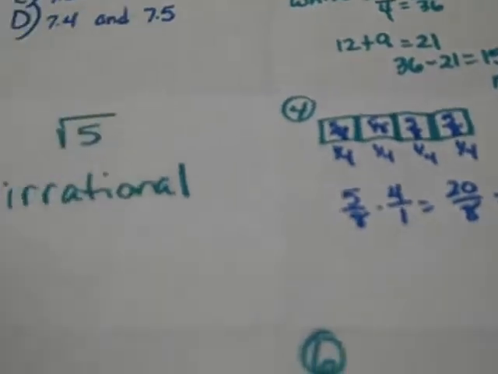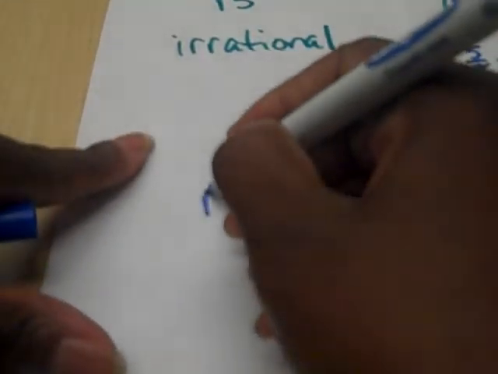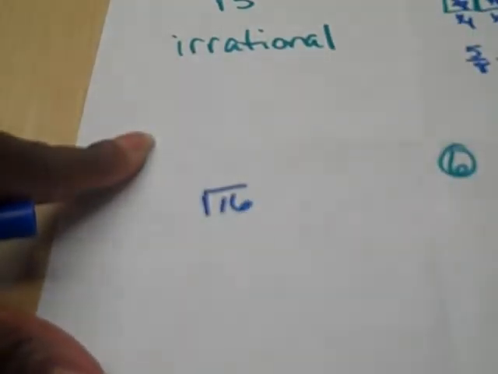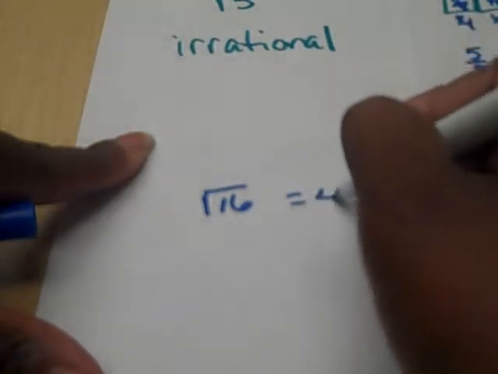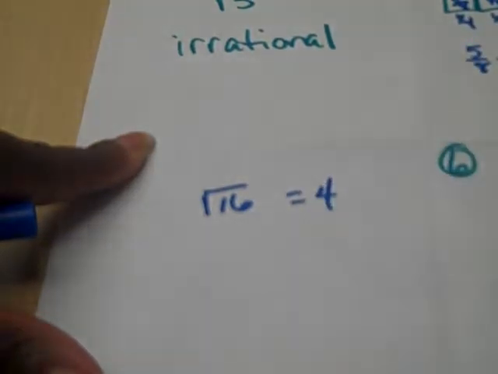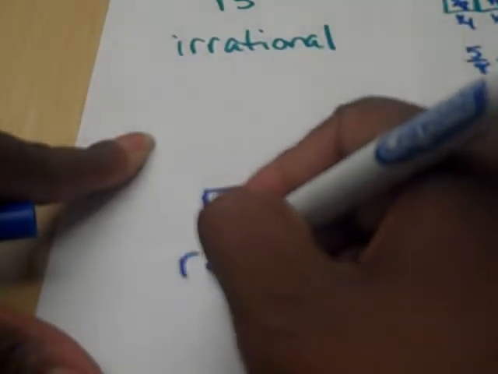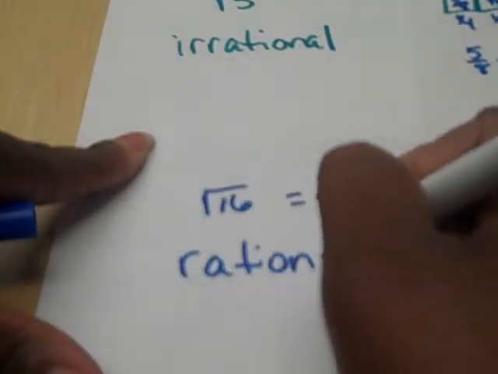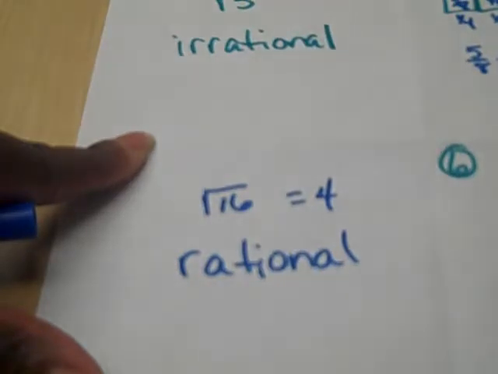Okay, all right. Number 5, square root of 16, rational or irrational? The square root of 16 is 4. That's a perfect square. Stops right there, whole number. So it is rational.